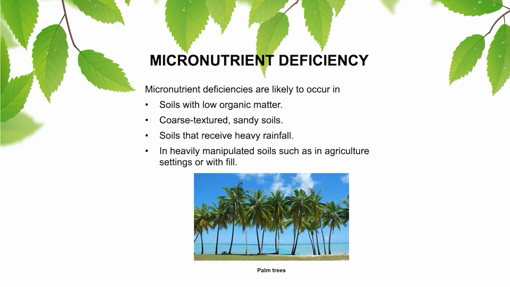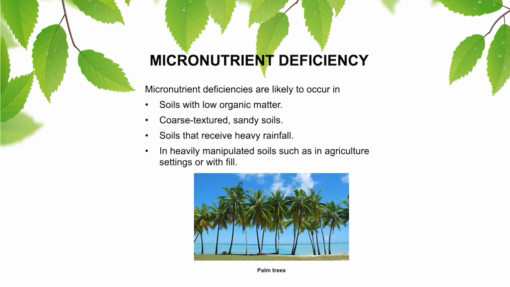Micronutrient deficiencies are also likely to occur in soils with low organic matter content. These soils can lack the ability to hold mineral nutrients. Organic matter also acts as a buffer for soils that have a highly acidic or alkaline pH. Nutrient deficiencies can also occur in coarse-textured sandy soils. They do not have the nutrient-holding capacity of a soil that has a higher content of clay or silt.